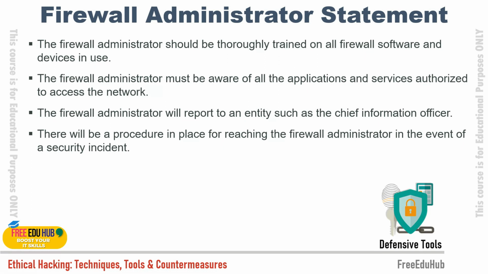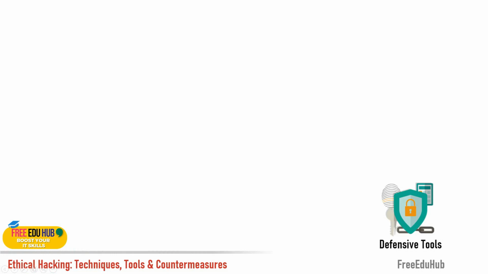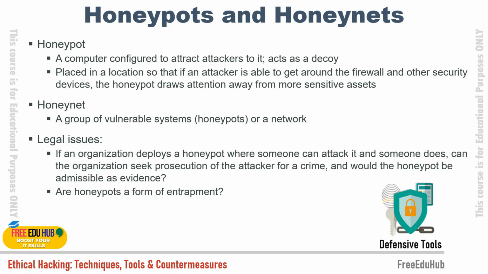The firewall administrator must be aware of all the applications and services which are authorized to access the network. The firewall administrator will report to an entity such as the chief information officer, and there will be a procedure in place for reaching the firewall administrator in the event of a security incident. If you want to make any changes to the network, a properly written, documented request would go to the firewall administrator, and based on those requests he will take appropriate measures to allow or block certain traffic which should be allowed on the network.